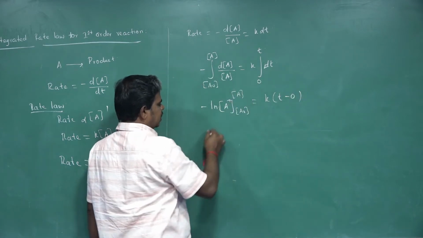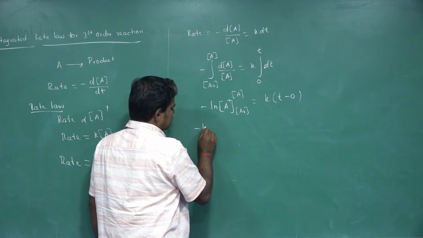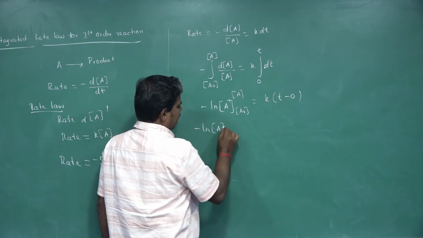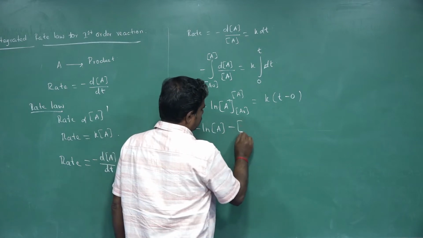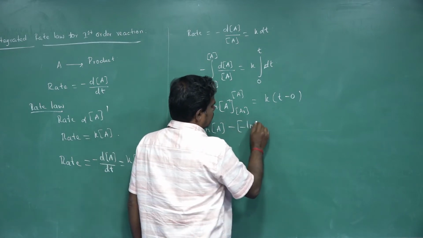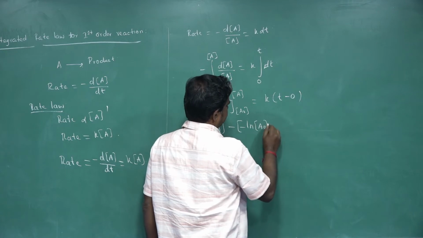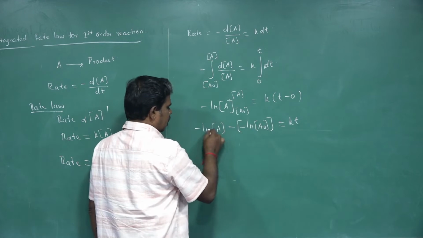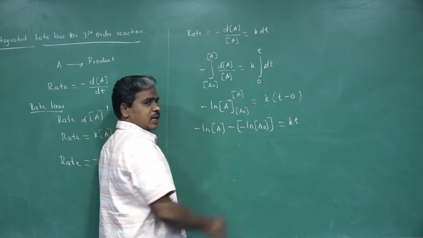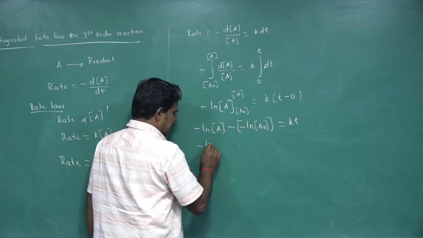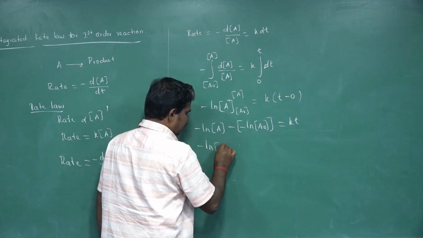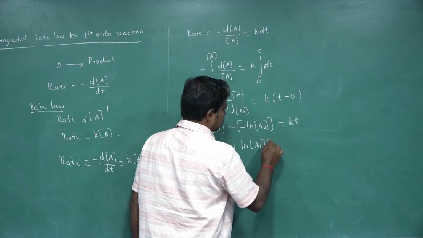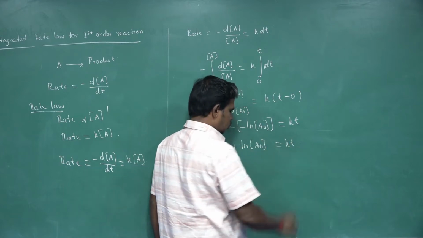Now, minus natural logarithm of concentration of A minus minus ln A naught is equal to K into t. Here, minus into minus is plus. So minus ln concentration of A plus ln concentration of A naught is equal to K into t.